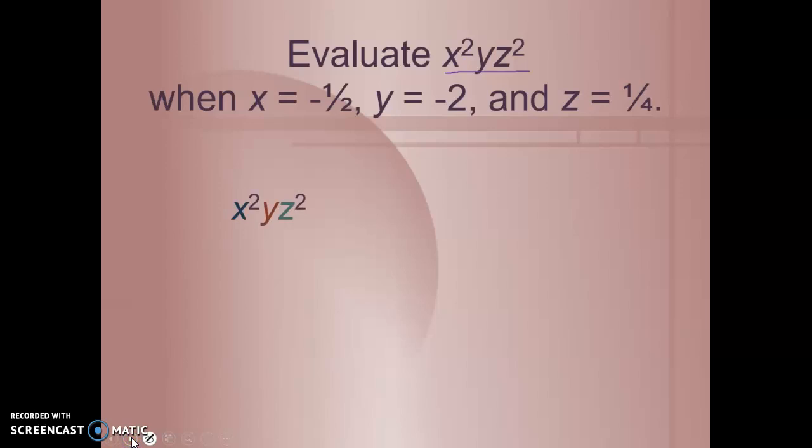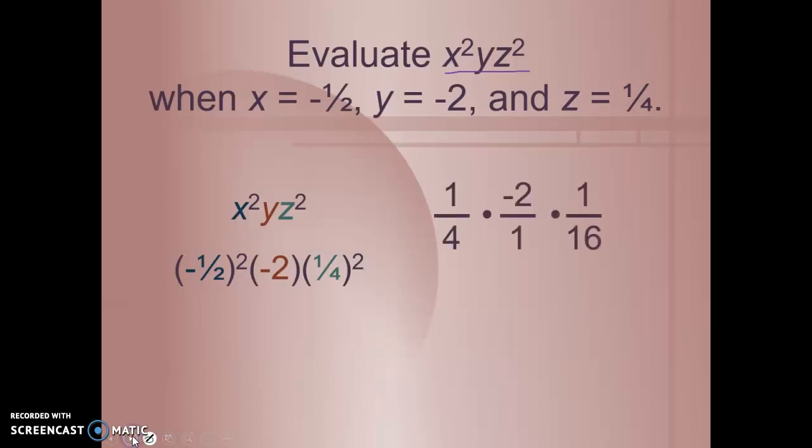First, we're going to write the expression. Then we're going to substitute in our values. Notice that we have used parentheses around all of the substitutions. Then we'll follow the order of operations to simplify. There's nothing inside the grouping symbols to be simplified. Next is exponents. And we write it as 1/4 times negative 2 over 1 times 1/16.